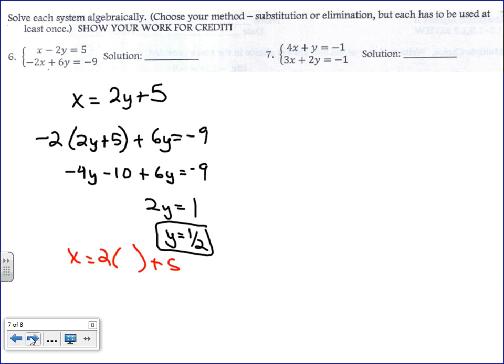And so that 1/2 that I got right there, I plug into the problem, and this gives me 1 plus 5, so x equals 6. I think the solution is 6, 2. So guys, take 6, 2 and see if that works.